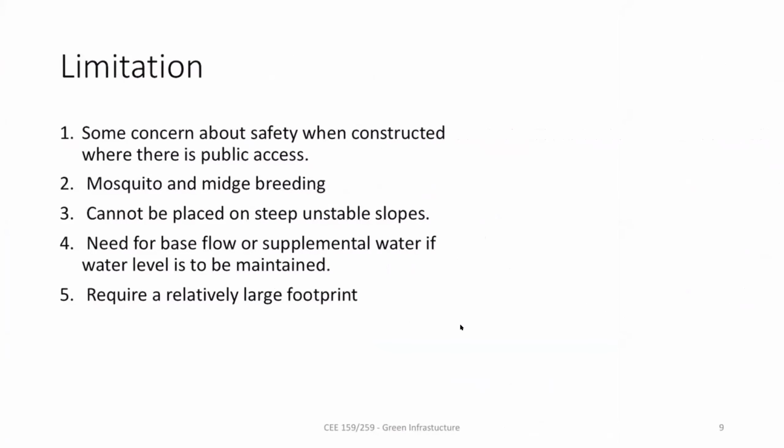There are some limitations. One is a safety concern related to public access, because a wetland has moisture all the time, so it's a breeding ground for mosquitoes. The third one is you cannot use wetland unless it's a flat surface, because it requires water to move slowly to remove pollutants. So if you are in a location where the slope is high, you can't use this as green infrastructure. Then you also need to have base flow, supplemental water, because the wetland works if you have enough water, particularly above ground wetland.